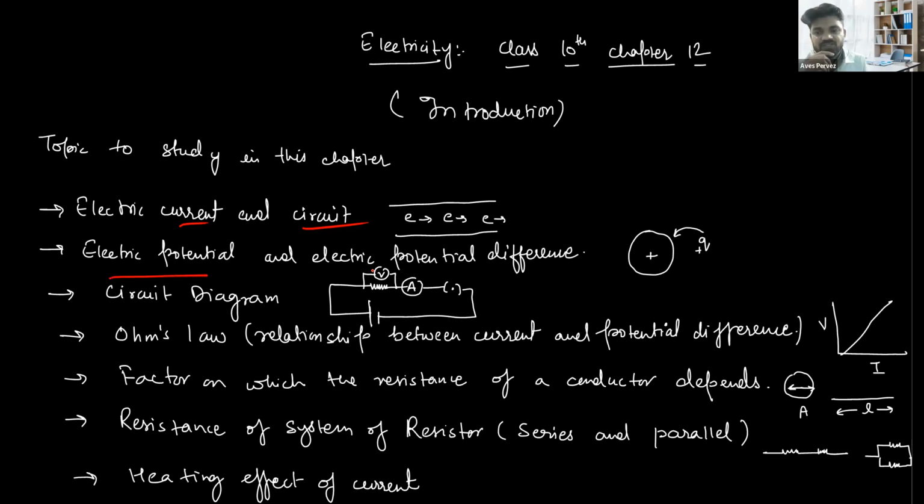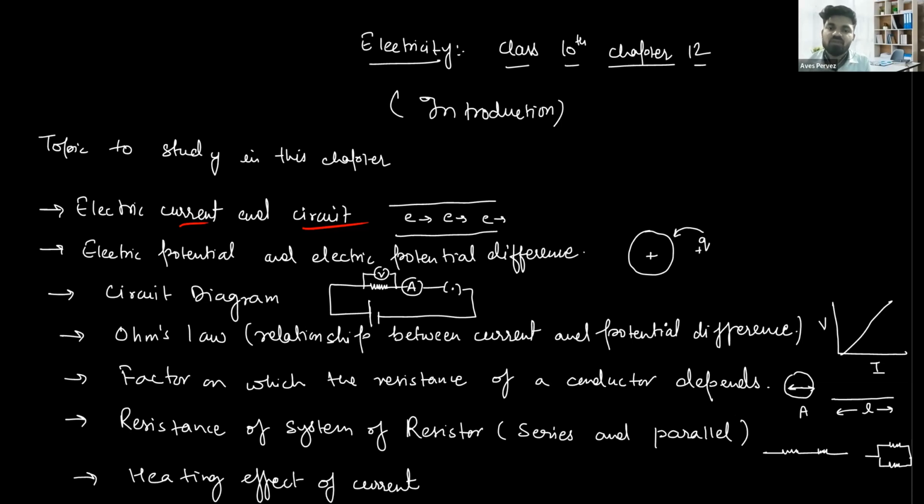Electric potential and potential difference: what is electric potential and what is electric potential difference? Then circuit diagram, Ohm's law, and the relation between Ohm's law and potential difference. We're going to discuss the factors affecting resistance, which depends on the conductor. We're going to study this in this chapter, so let us start.